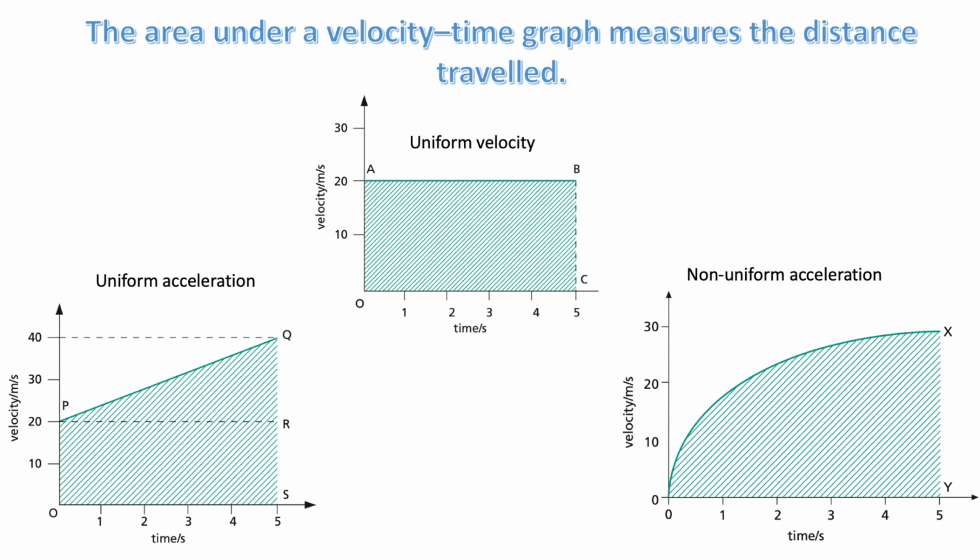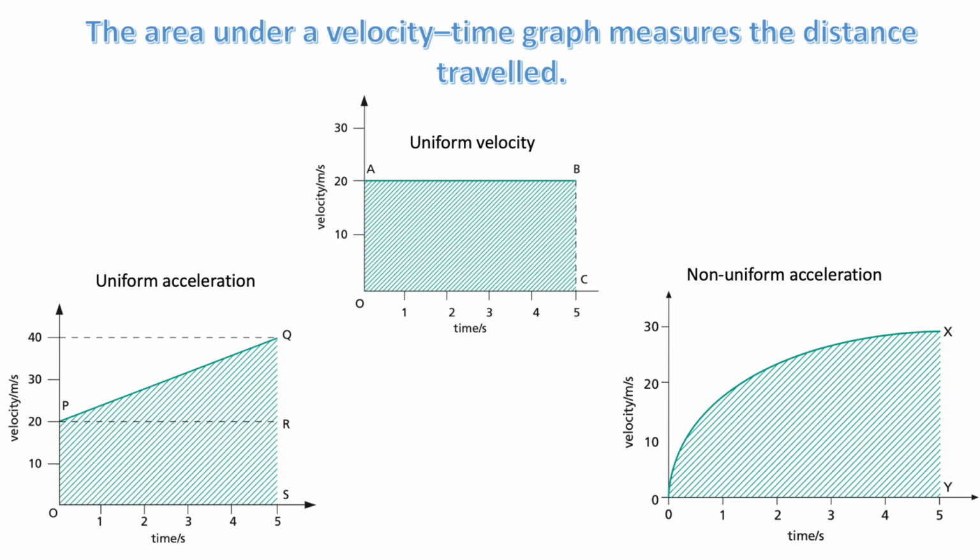Now let us think about the second graph, bottom left. Velocity is along the y-axis and time along the x-axis. Here PQ represents the graph. When we start observing, the object is already in motion with some velocity, 20 meter per second. Then the velocity is increasing uniformly, or we can say the object is under uniform acceleration.